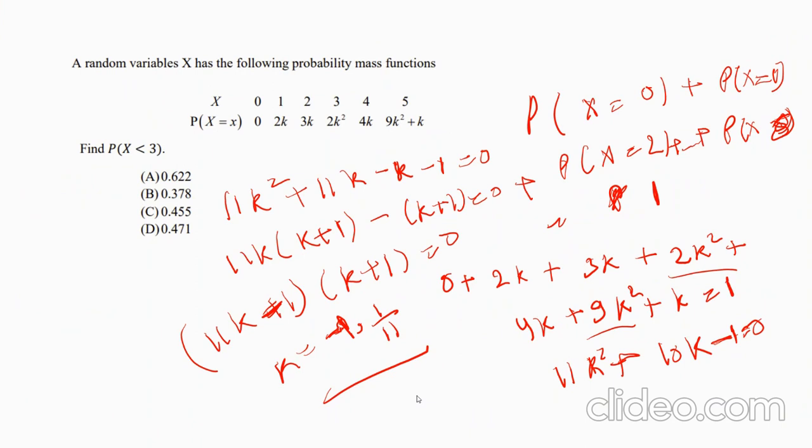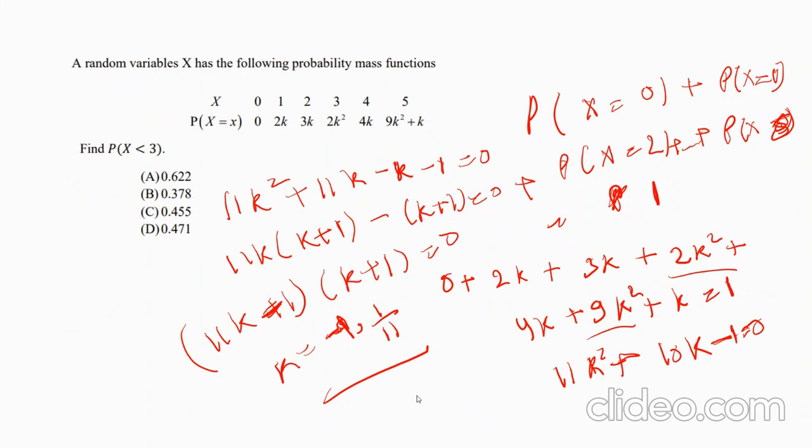Okay, but I have already solved it. Now I have just given you k as minus 1 and 1 by 11. And why? Because the probability cannot be negative. So probability cannot be negative, so we will take it as 1 by 11.